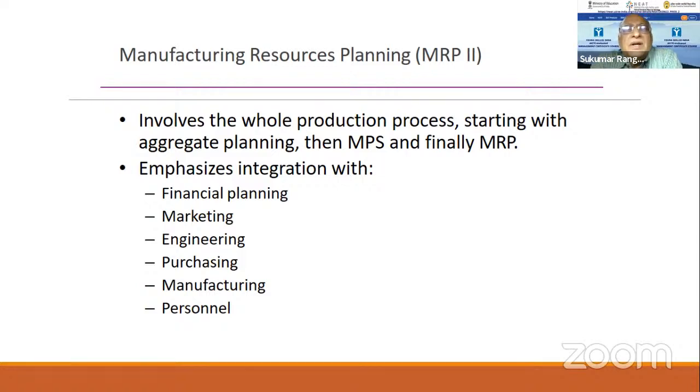Next, we have the manufacturing resources planning, or the MRP 2. It is called the MRP 2. It involves the whole production process, starting with the aggregate planning, then the master production schedule, and finally the MRP. These together are called the manufacturing resource planning 2.